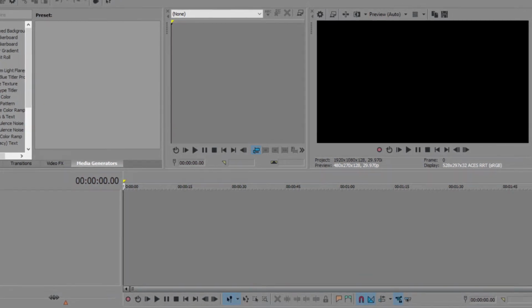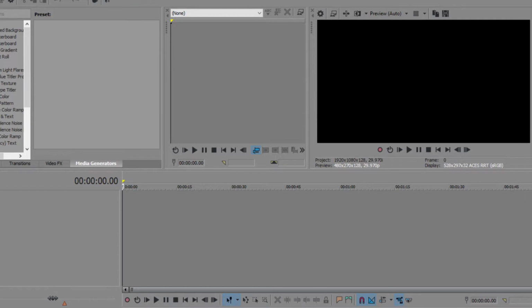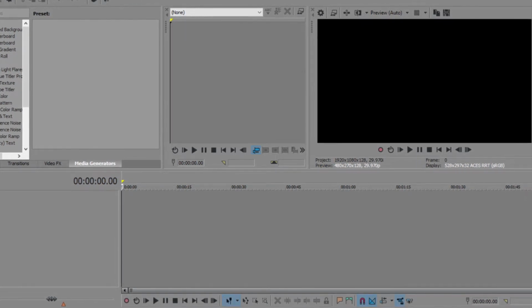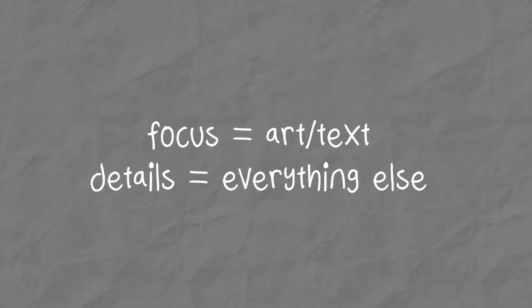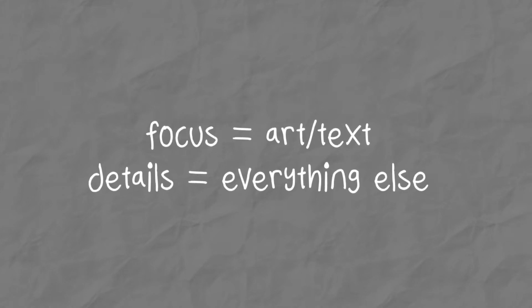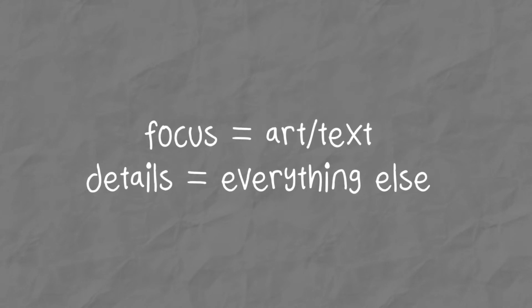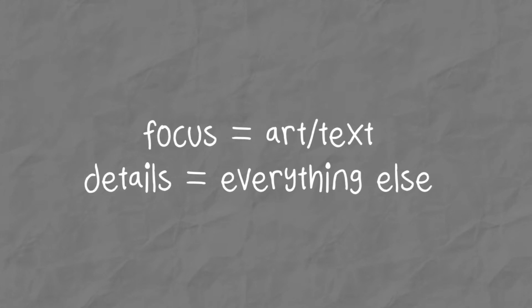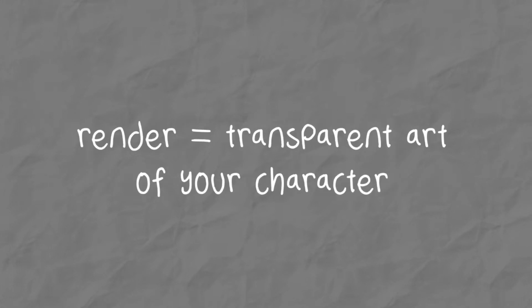I have to break it into two different steps. First, you have the focus of your scene, and then you have the details that surround it. For the focus of your scene, it doesn't always have to be a render. It can be text, it can be an object. It doesn't have to always be a picture of your character. And when I say render, I just mean art of the character that you're using.